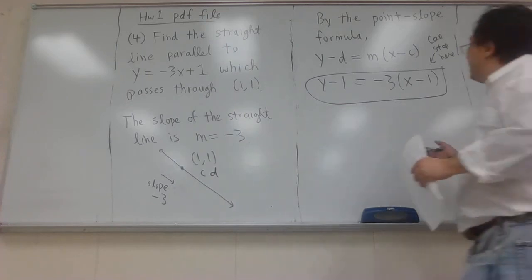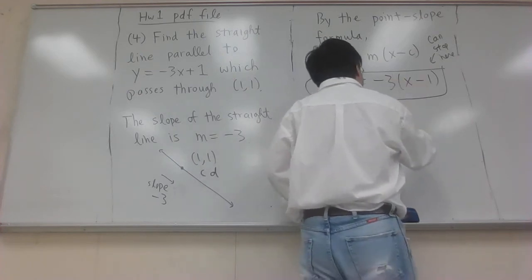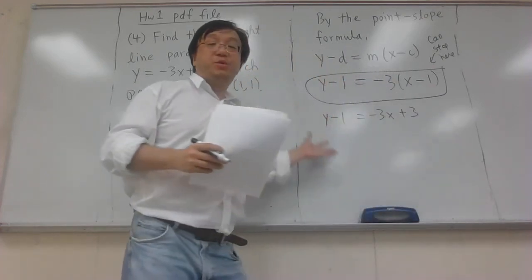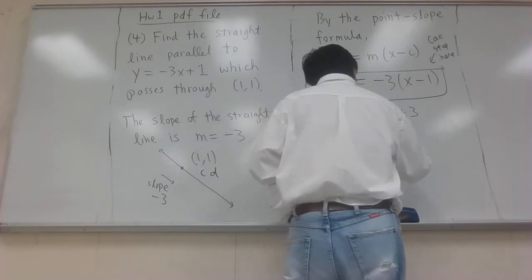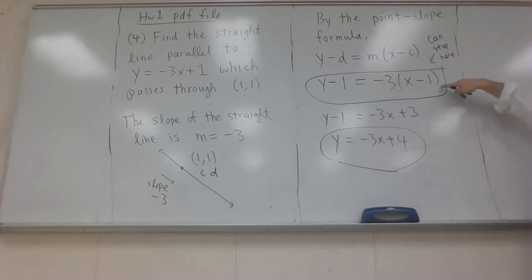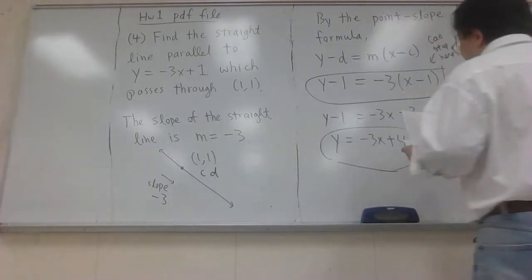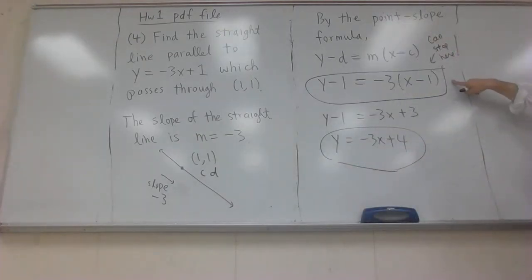So then, y minus 1 is equal to distributing this -3 over x minus 1, so it's -3x plus 3. And bring this -1 over to the right, so you get y equals -3x plus 4. So this is an answer, and this is also an answer. In tests and homework, you can stop here, or you can stop here. Let me see if I did it right first. Okay, it looks like I did it right.